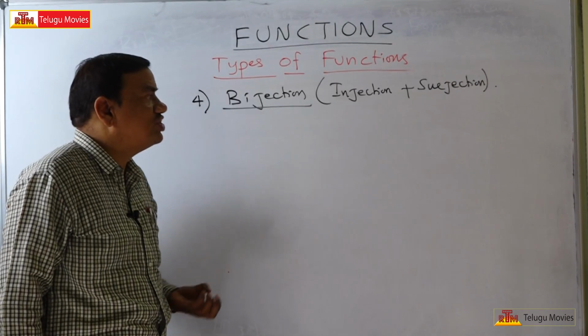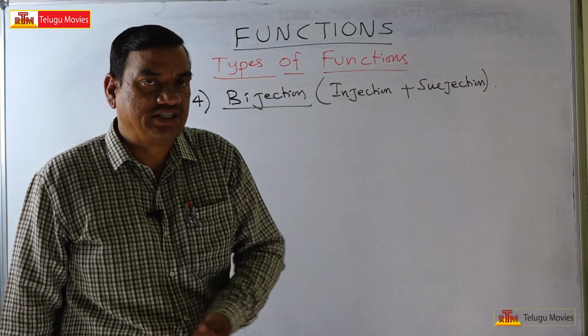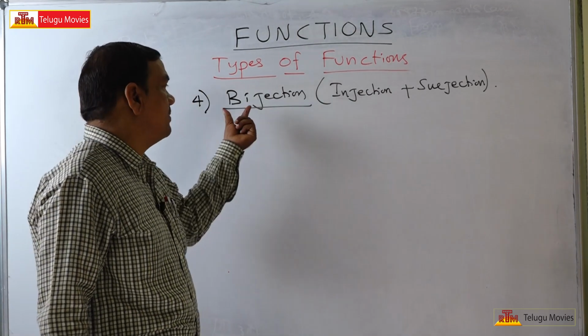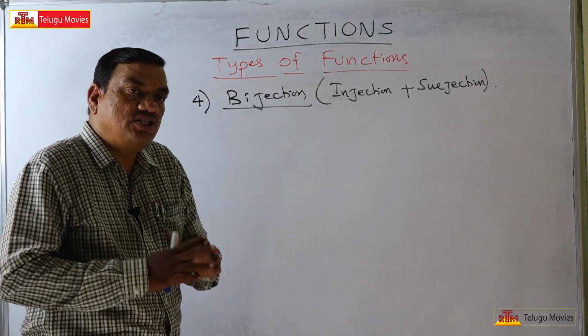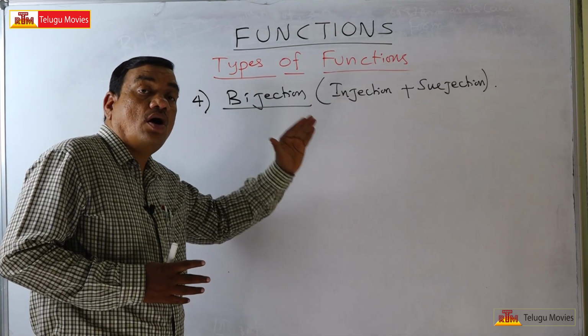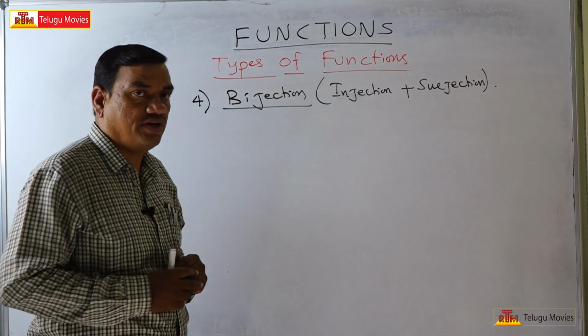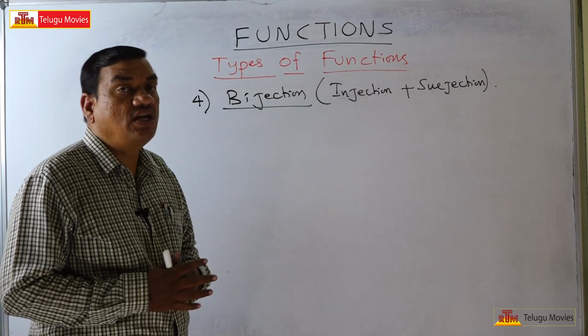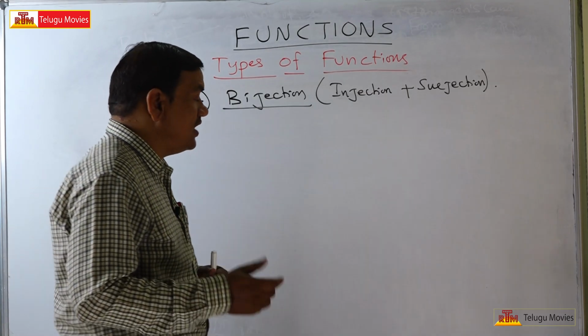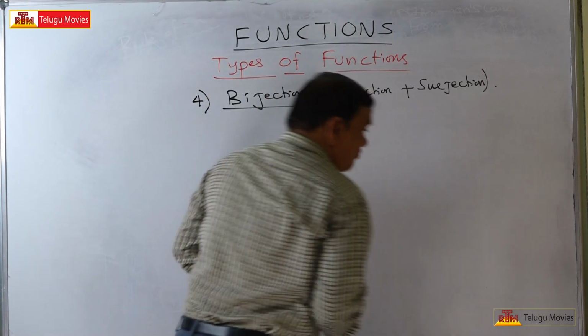A function which is both injection and surjection, that is both 1-1 and onto, is called a bijection. Bi means two, so a bijection should satisfy both the properties of a 1-1 function and an onto function. Given a function, how do we check whether it is a bijection or not? Let us see two examples.